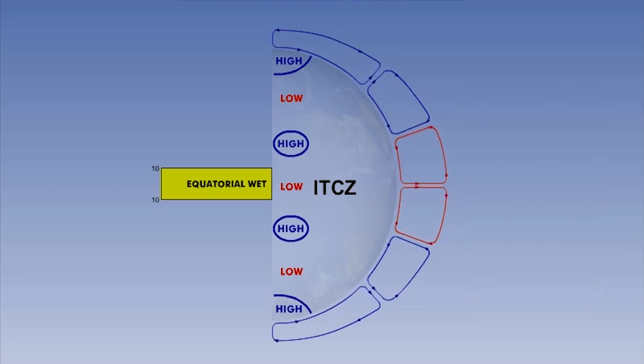The next zone is found between 10 degrees and 20 degrees latitude. This is called the savanna. Typically, this zone experiences the passage of the ITCZ only once throughout the year, and as a result, only has one short rainy season in the summer.